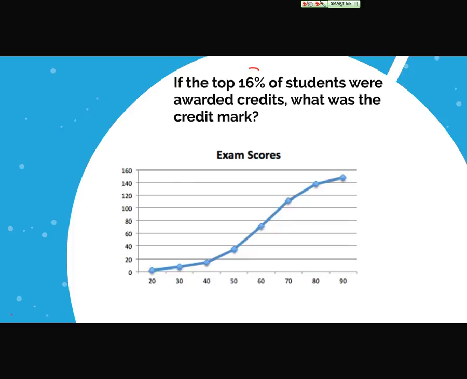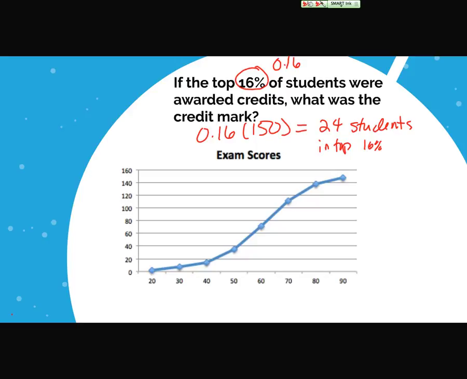The quickest way to do it would be to turn this into a decimal, 0.16, and then times it by the total. How many total students did we have? 150. So 0.16 times 150, and how much is it? 24. So that's 24 students in the top 16%. We're not done with the problem, but we got that part of it.